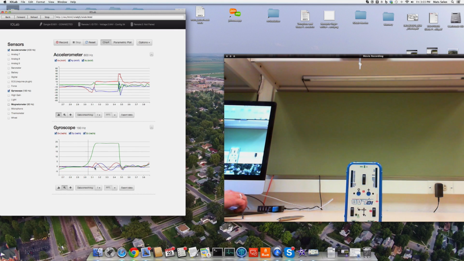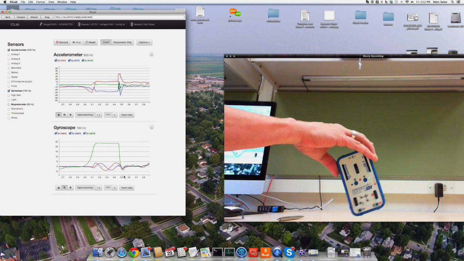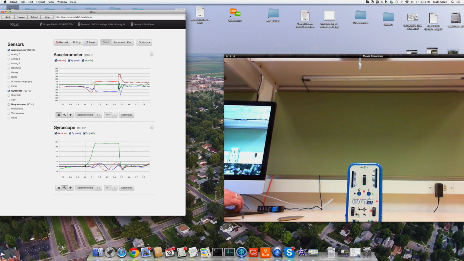And so what we see here, first of all, I spun it around the z-axis. And so that's the green line here. I'm not gonna look at x or y. But here, this tells me that once I let it go, the thing was spinning with an angular velocity of 23.5 radians per second. At that time, the graph at the top tells me what the acceleration was in the x, y, and z directions.